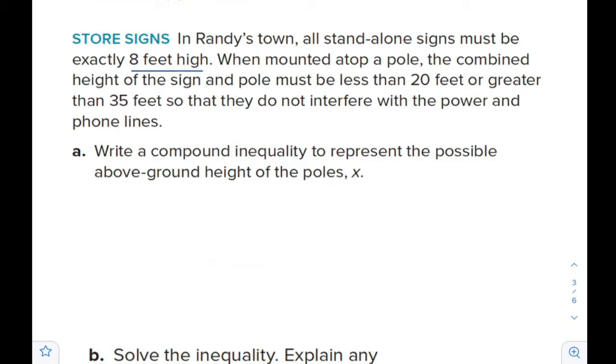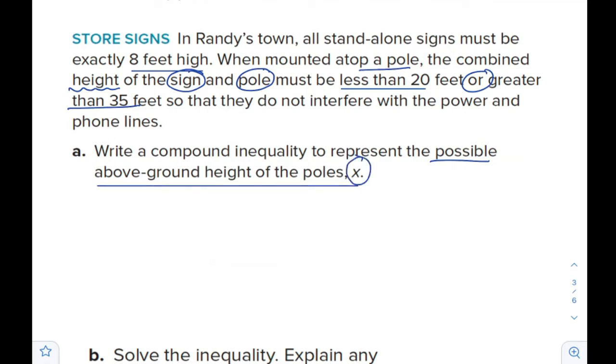When mounted atop a pole, the combined height of the sign and a pole together, the total height must be less than 20 feet or greater than 35 feet, so that they do not interfere with the power and the phone lines. Write a compound inequality to represent the possible above ground height of the poles X.